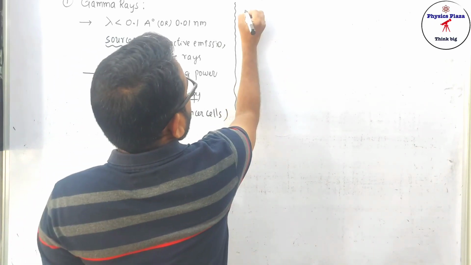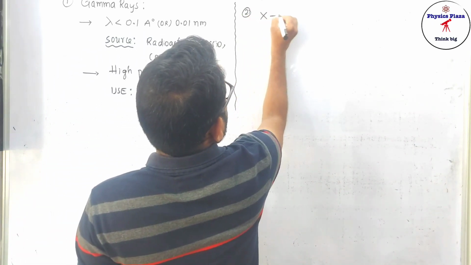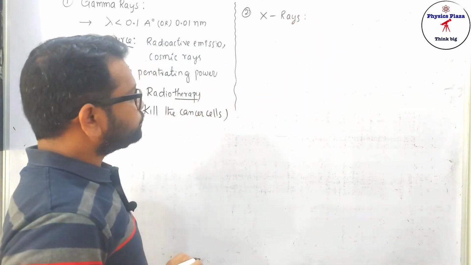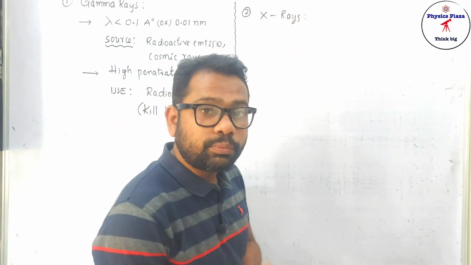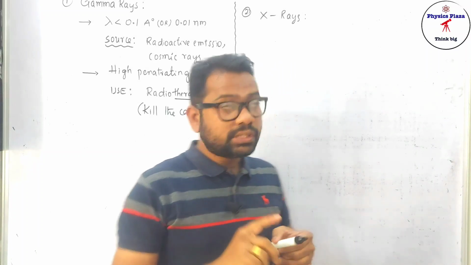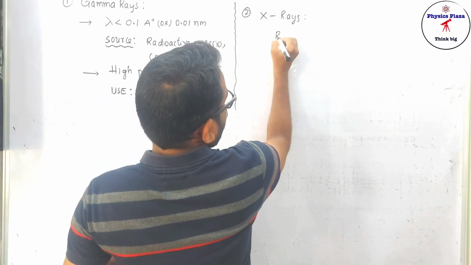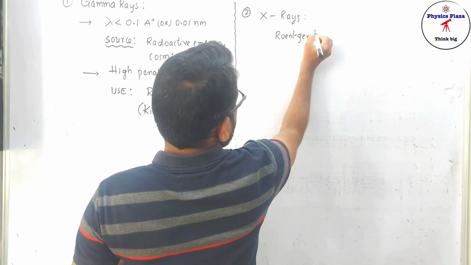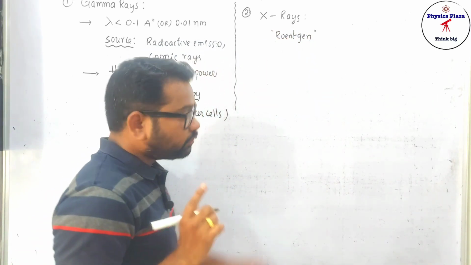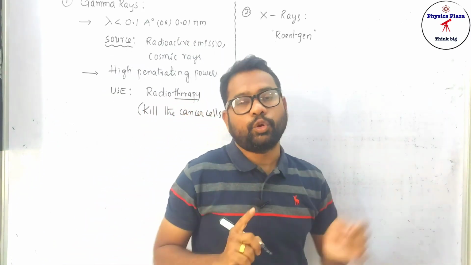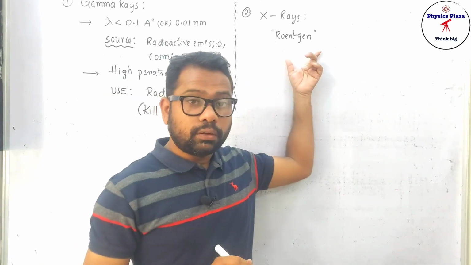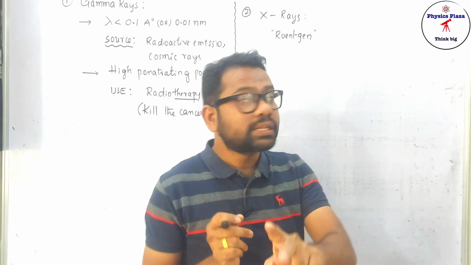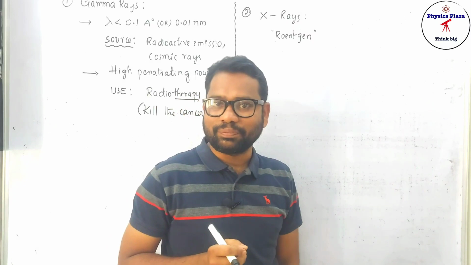Now the second one, we will be studying about X-rays. X-rays were discovered by Rontgen. This is very important. There is one specialty for this scientist: this question is important even from a GK point of view, because Rontgen was the scientist who got the first Nobel Prize in physics for the discovery of X-rays. Okay, children, fine.